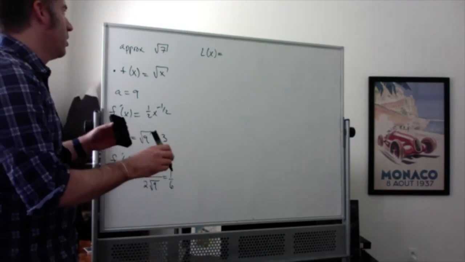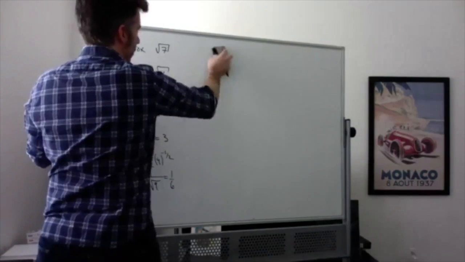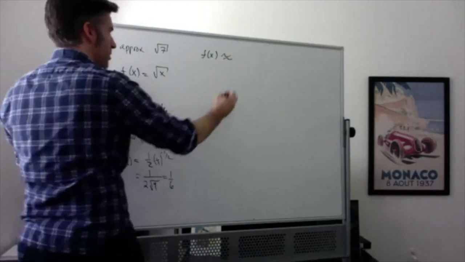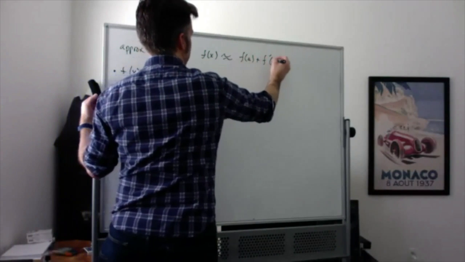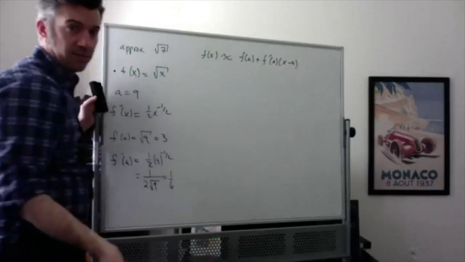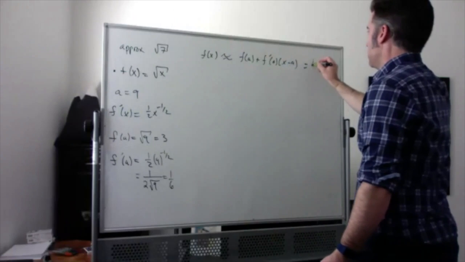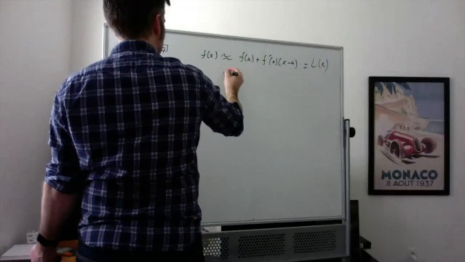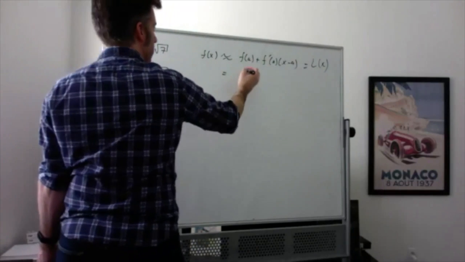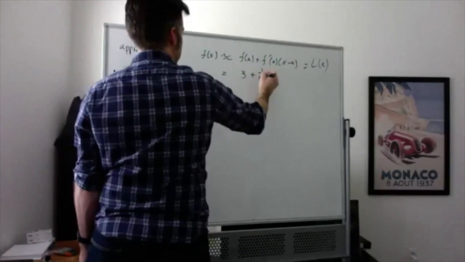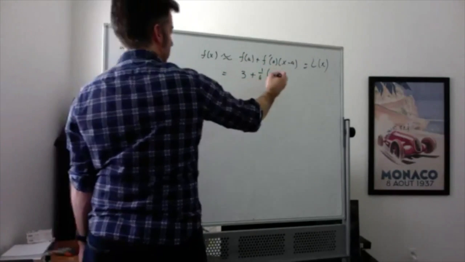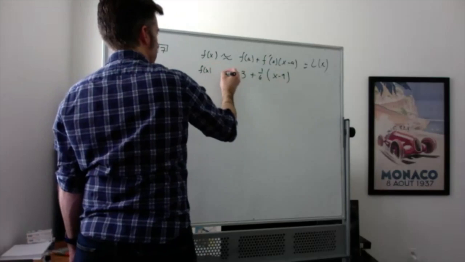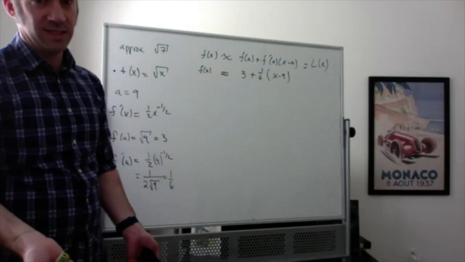Okay. So I think your book, instead of saying linearization, just says, okay, this is the approximation of f of x. So f of x is approximately f of a plus f prime of a times x minus a. I would call this the linearization. Fine. So f of a is 3. F prime of a is 1/6. And x minus a is x minus 9. So f of x is approximately 3 plus 1/6 times x minus 9.